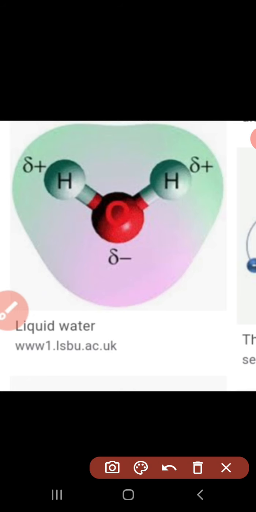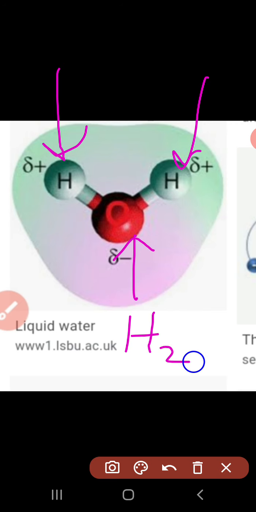Children, this is the molecule of water. You can see that two hydrogen atoms and one oxygen atom, they combine to form water. So, this is the molecule of water.